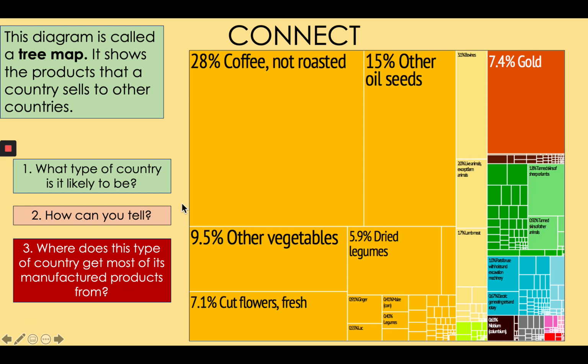They import these products, they buy them. This lesson you're going to find out why that is a problem for LICs, why getting all of your manufactured products from another country is a problem if you mostly export primary products like these.